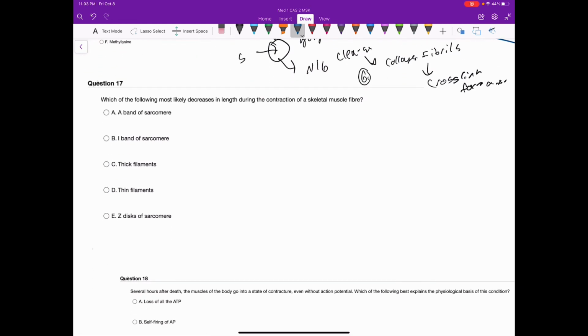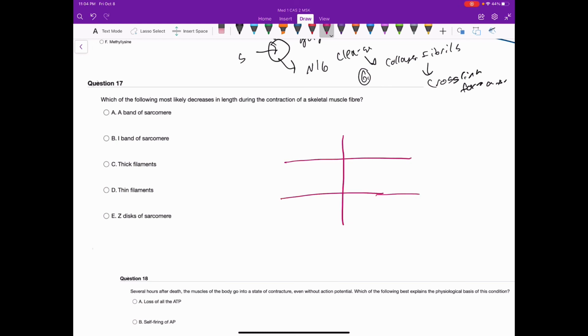Now, which of the following most likely decreases in length during the contraction of a skeletal muscle fiber? Okay, so what is this? Skeletal muscle fiber contraction is from the A bands and the H bands, right? The H band, it's from myosin and actin. So we have an H band. I'm going to draw it for you.